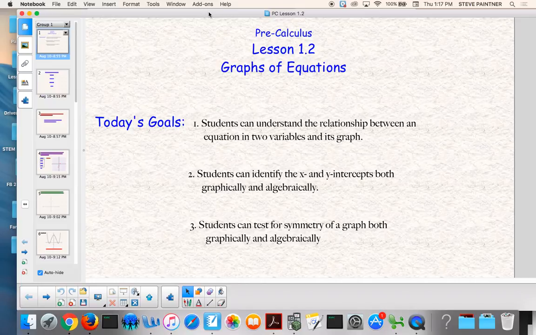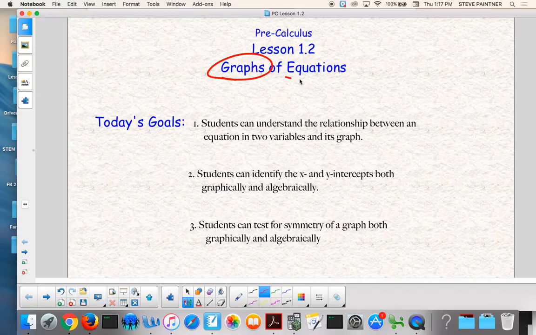1.2. Today we're going to talk about two things: graphs and equations. If you look at an equation and you want to know what it looks like, you have to graph it. Every equation is a graph. So today's goal: students can understand the relationship between an equation in two variables and its graph. So every equation is a graph. We've got to figure it out.